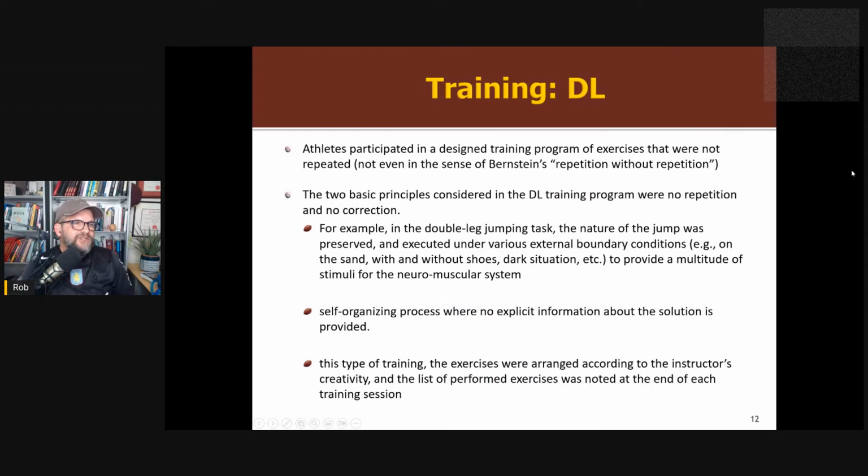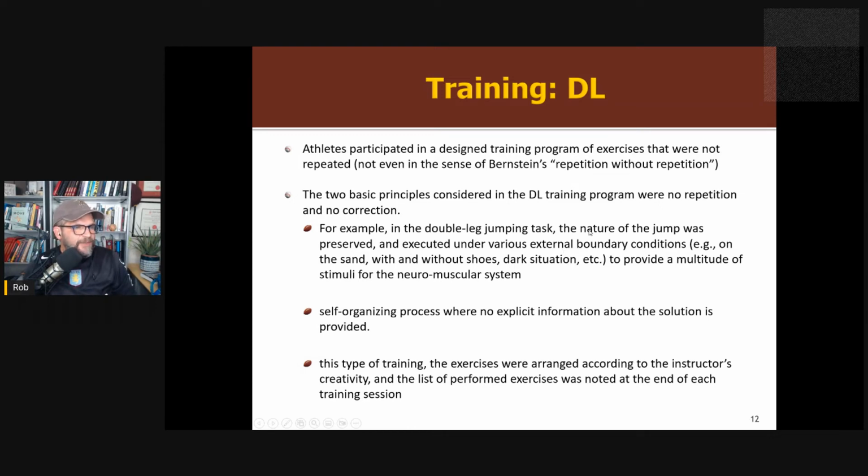Differential learning. So differential learning, they're going to do a program of exercises where there's no repetition at all. So it's not trying to do things in just slightly different angles or positions, like repetition without repetition. It's doing lots of different things where you never repeat the same thing. Every single execution, you're doing something different about the movement, not just moving in a different way to achieve the same goal. You're doing a completely different movement. There's no correction given by the coach at all.